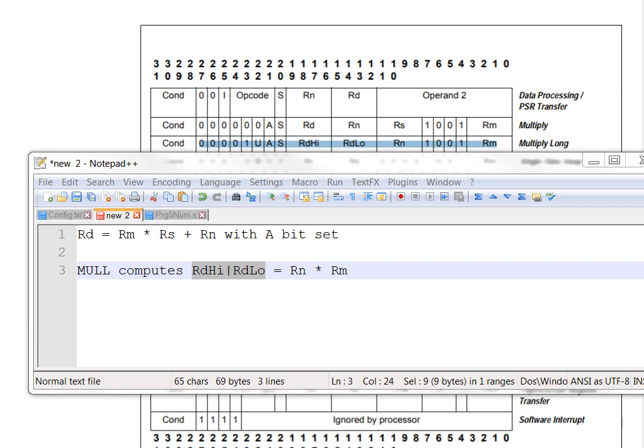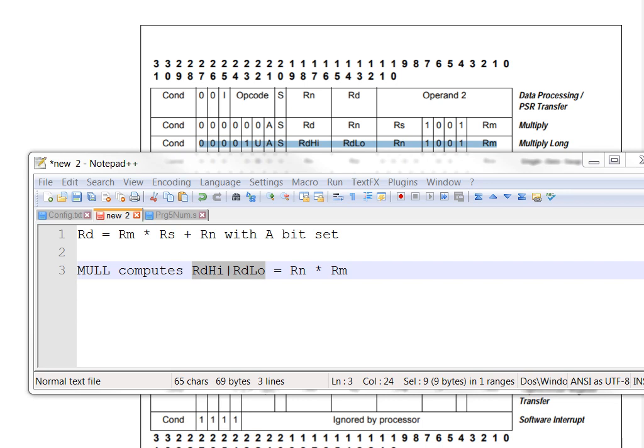The answer is that the product of large 32-bit values will take more than 32 bits to represent. 2 billion times 2 billion, for instance, is 4 quintillion, which takes at least 62 bits to represent. In general, for a product of x-bit numbers, you'll need 2 times x bits.